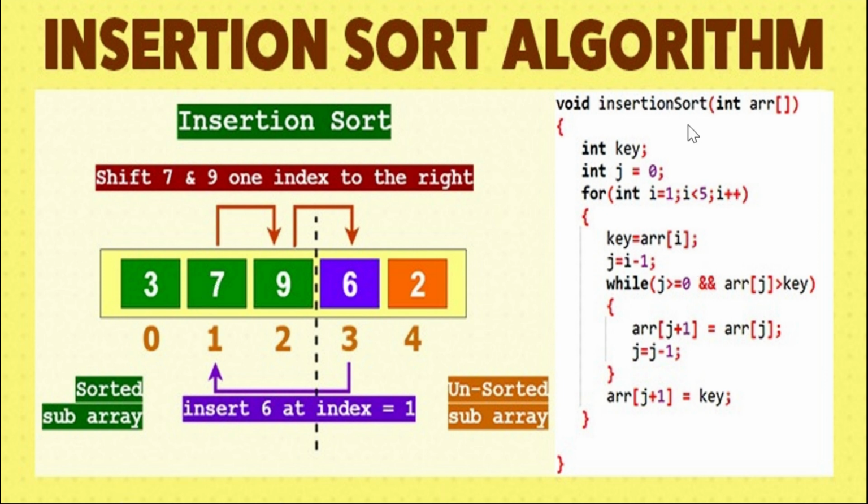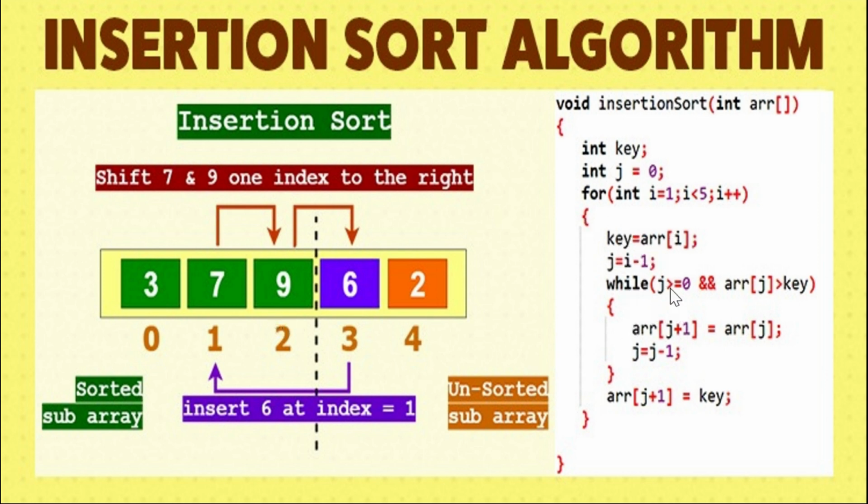So we are declaring a function called insertion sort and passing the unsorted array into that function. Then we declare a particular variable which is called key. Now what we do is we assign the second element, that is, in this case it is 7, to the key. And then we declare a particular integer j which is i minus 1. So in this case it would be 0.